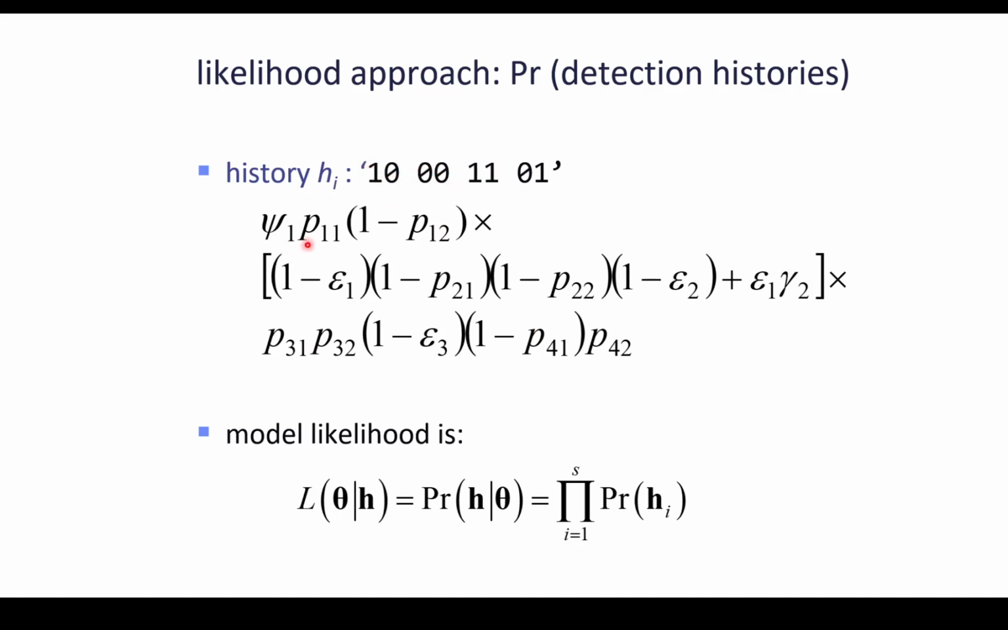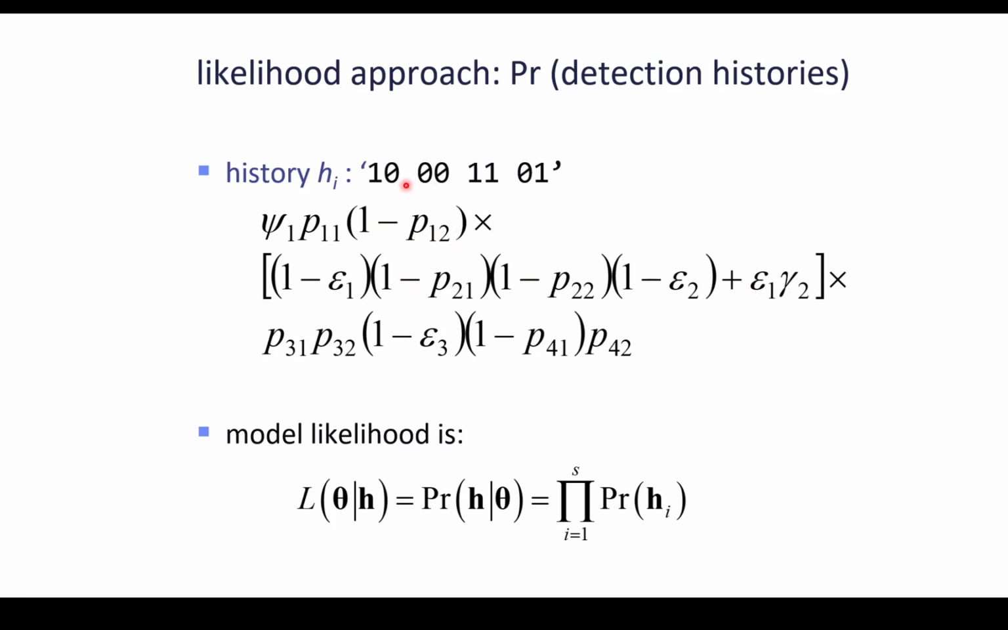And let's run through that, and I think it'll be clearer if we actually run through it. So here we are in the first season. It's occupied. We detected it on the first occasion, p 1,1, and we don't detect it on the second, so it's 1 minus p 1,2. So again, 1 is the season, and 2 is the sample within the season. So detected, and then missed. And then we get into the more complicated ones.